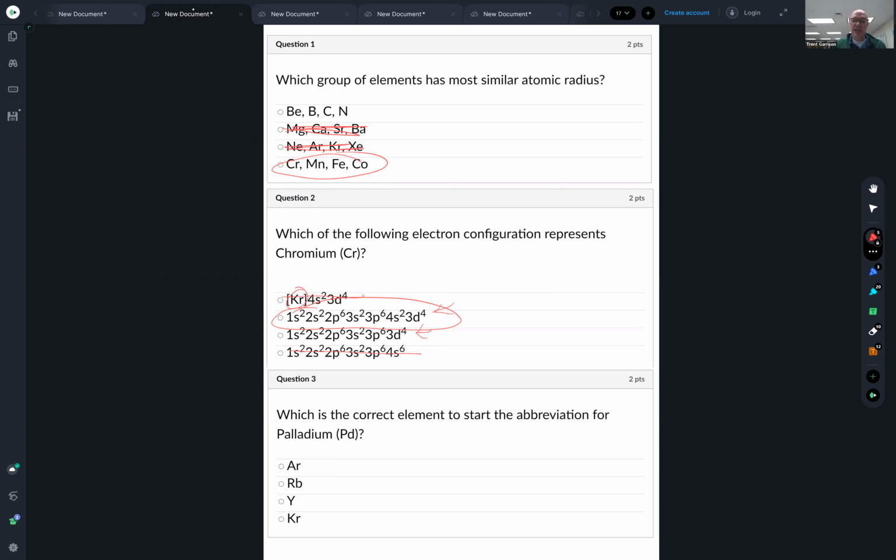Which element's abbreviation is correct for palladium? Palladium, Pd, is element number 46. It's on the 5th row. That means it needs to have krypton as its abbreviation.